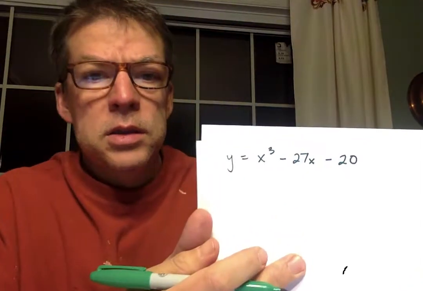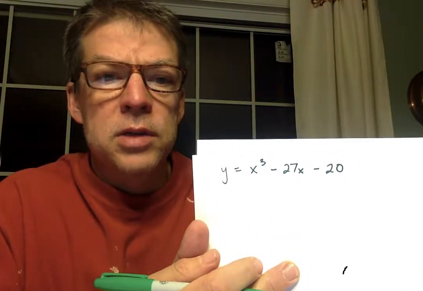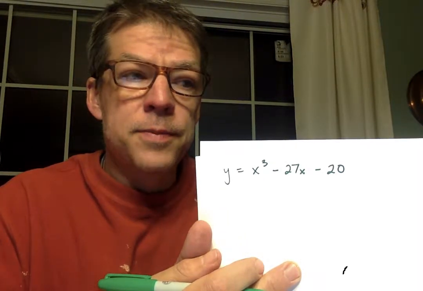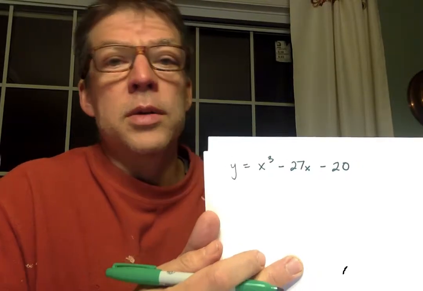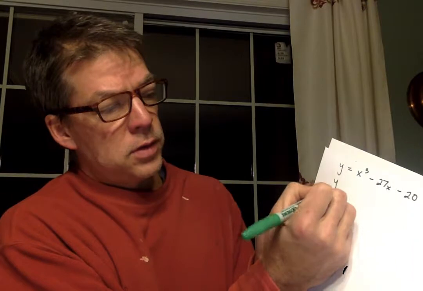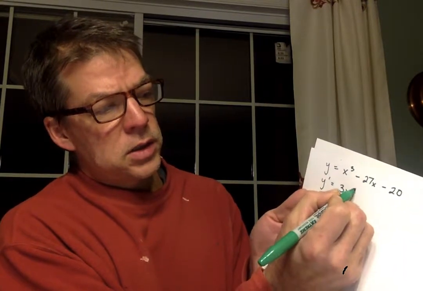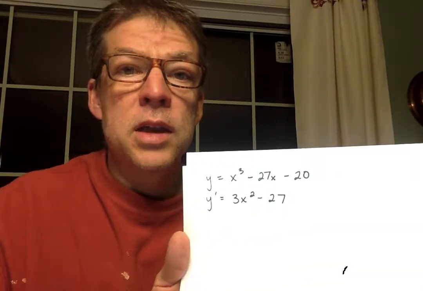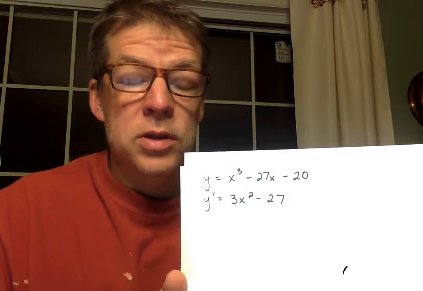So here's my example. Let's say we have y equals x cubed minus 27x and then minus 20. Bam, okay? So if I want the maxes or mins, let's do my first step. I need to find the critical points, right? So first let me take the derivative. y prime equals 3x squared minus 27. Okay. I set that derivative equal to 0, and I also find where it doesn't exist.